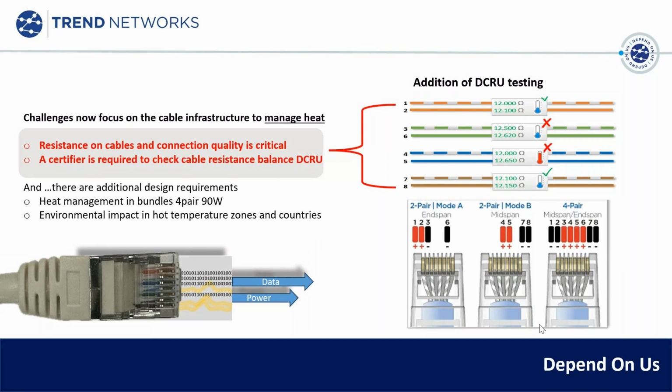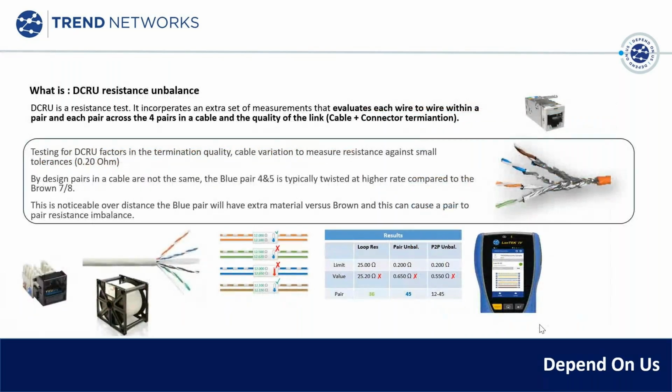There is a couple of additions I just need to highlight here. We will sweep those up on the back end of this section. We're going to talk about heat management and environmental impact, temperatures, and temperate zones in various countries. We need to consider those. But let's focus on, right now, DCRU testing and what is it. So what is DCRU, resistance and balance?